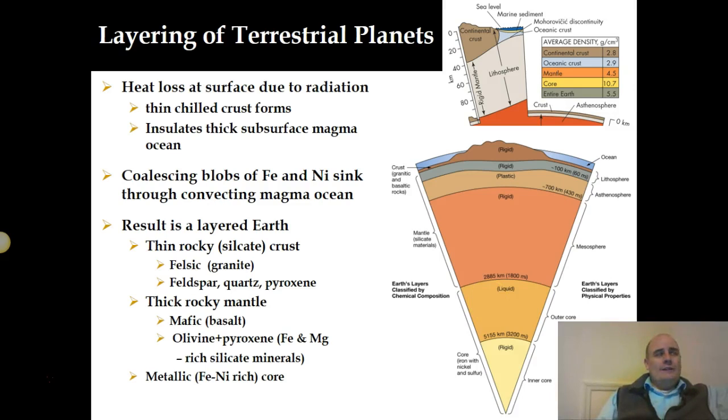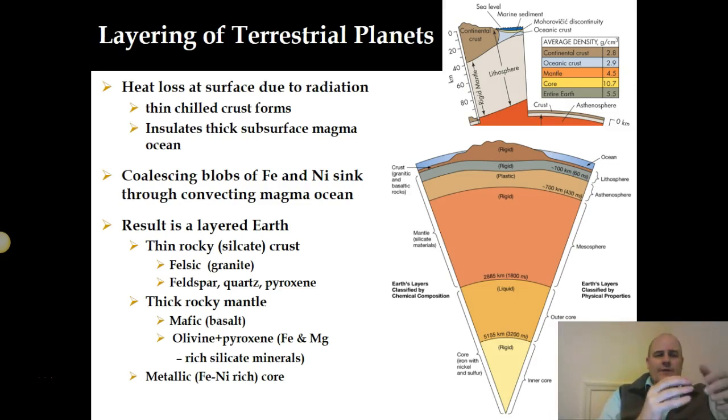However, we also have a layering based off of what we call physical properties. So for chemical properties, it's the core, mantle, crust. For physical properties, from the top to the bottom, we call it the lithosphere, the asthenosphere, the mesosphere, the outer core, and the inner core. Now the inner core is a solid ball of iron. Whereas the outer core is also iron and nickel. It still has the same chemical composition, but now it's liquid.